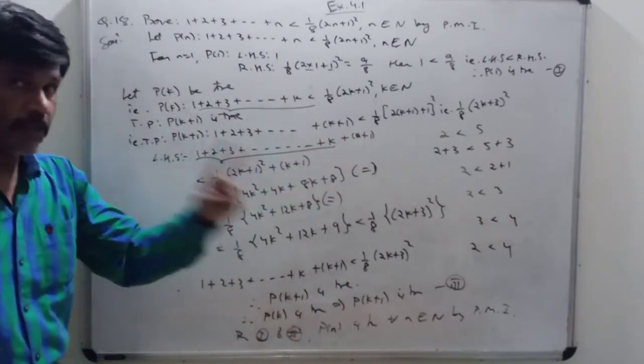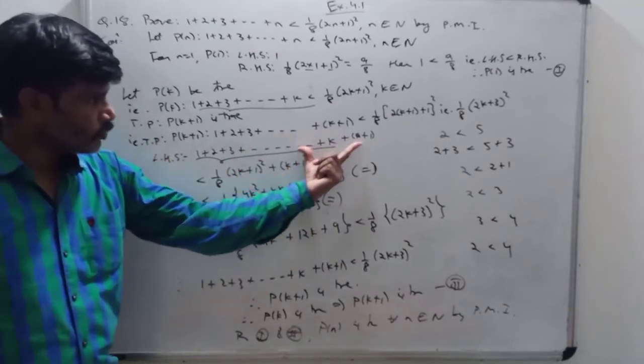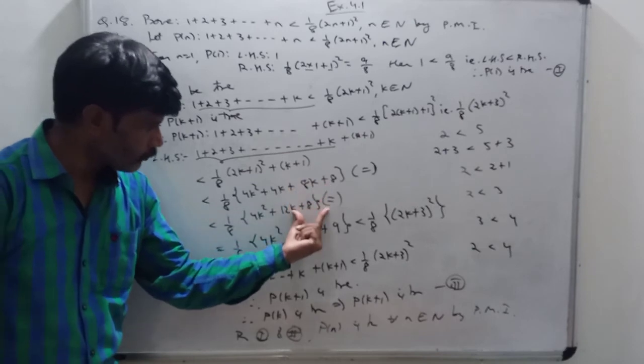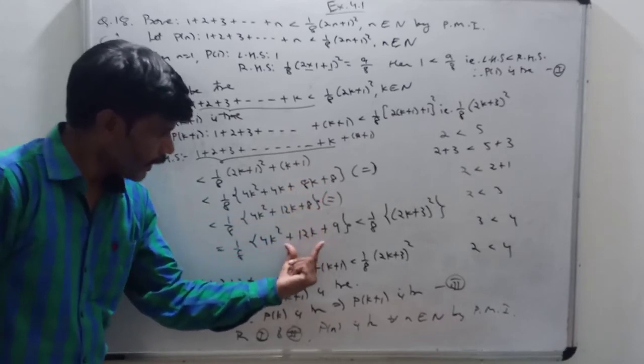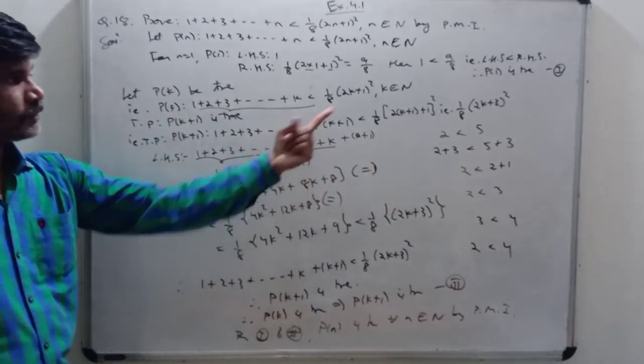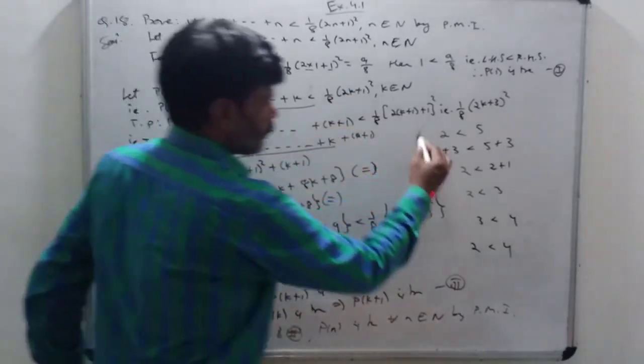Again I am repeating, you see the concept, try to understand. This overall is less than this term, this is equal to this term, this is equal to this term, but this term is less than this, and this term is equal to this term. So finally this term will be less than this term. Concept I have explained here.